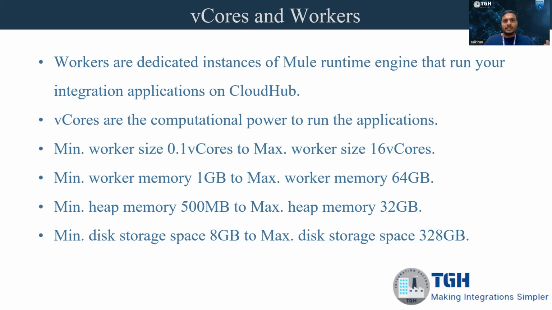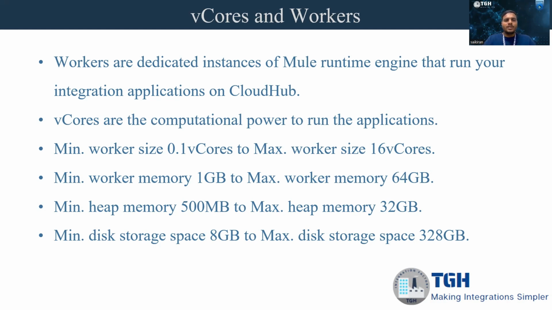To deploy an application for high availability, we will use 0.1 vCores and deploy with two workers. Each worker will be deployed in a different availability zone. So if one vCore or one worker goes down, the other worker will take care of the executions. This way, CloudHub provides high availability.